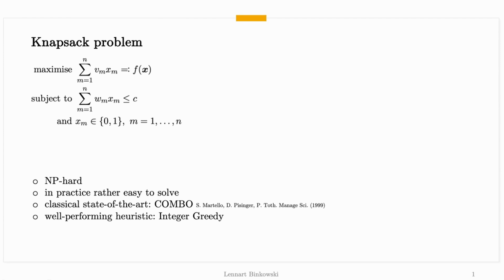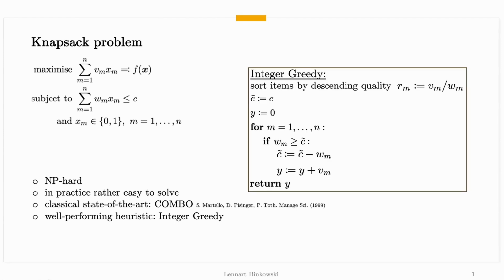In addition, there are also very well-performing heuristics, so algorithms that don't give you the optimal solution in general, but a very good approximation and which run very, very fast. And one of them is the integer greedy method, which is so simple that it perfectly fits on the slide. So first we sort the items by descending quality, so by the ratio of their profit to their weight, such that then the first item has the highest quality.